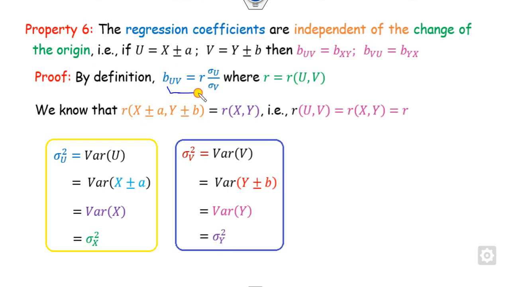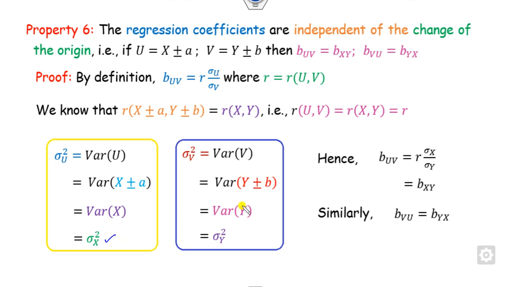You can substitute all the values here. You will get sigma of u is nothing but sigma x, and sigma of v is nothing but sigma of y. So this expression is nothing but my bxy. It means this first property holds. Similarly, you can derive this here.